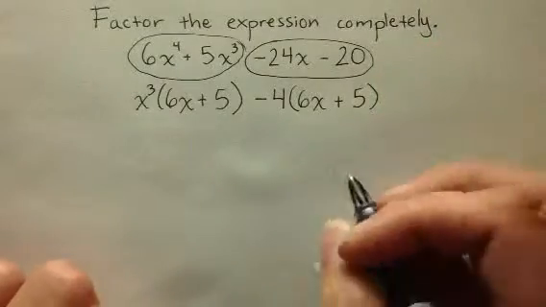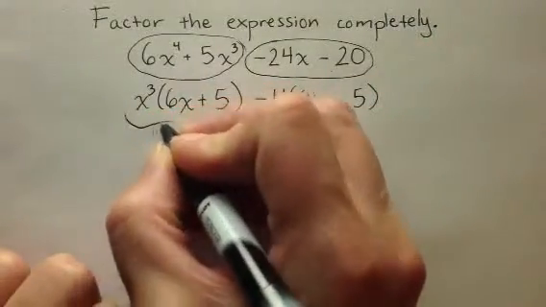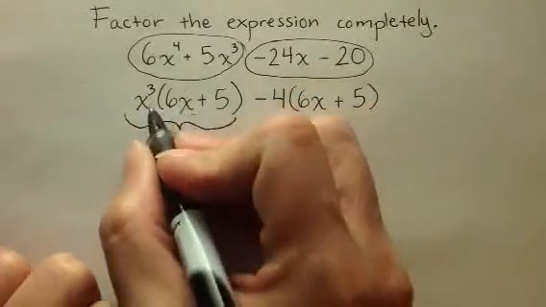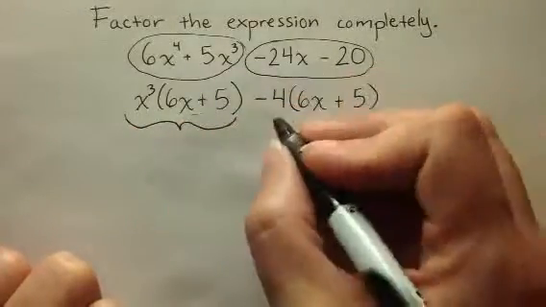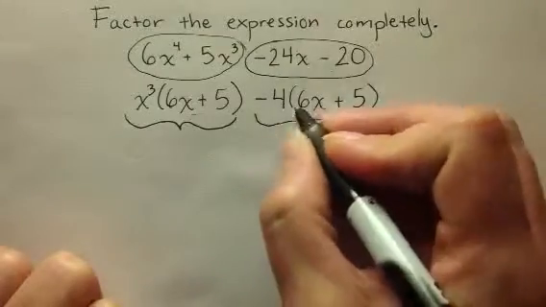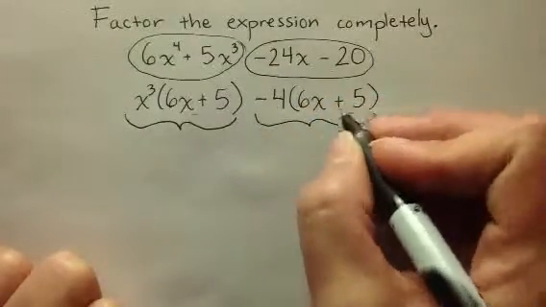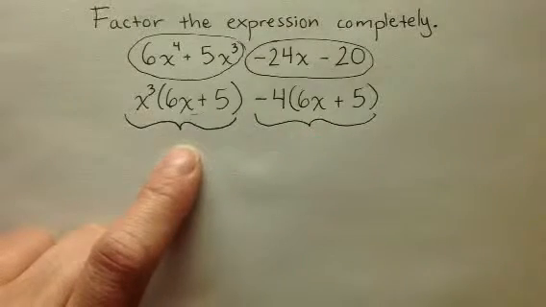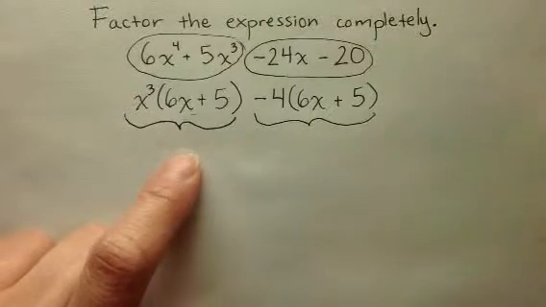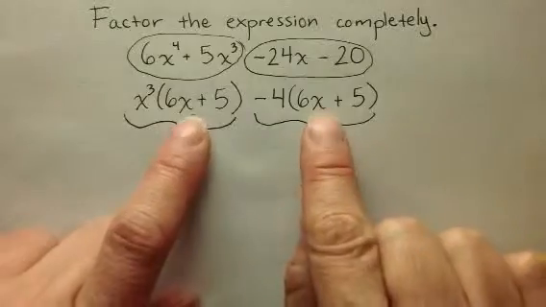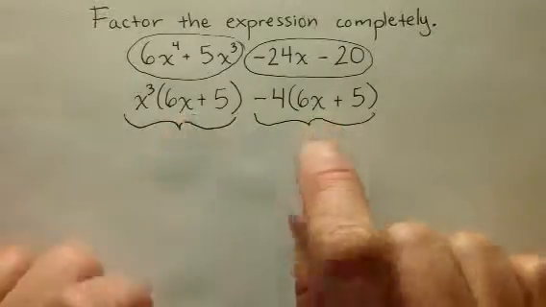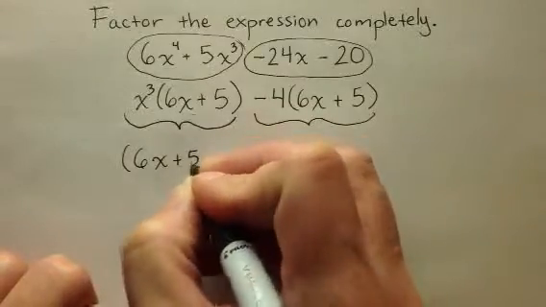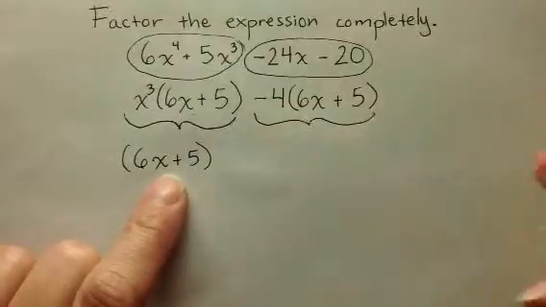Now what I've done is essentially I've created 2 bigger terms here, because this is multiplication, a monomial times a binomial, and this is multiplication, a monomial times a binomial. So I now have 2 terms. And I'm going to use the distributive property again. I'm going to factor out, in this case, the binomial. So they both have this 6x plus 5 in common. So I'm going to factor that out.